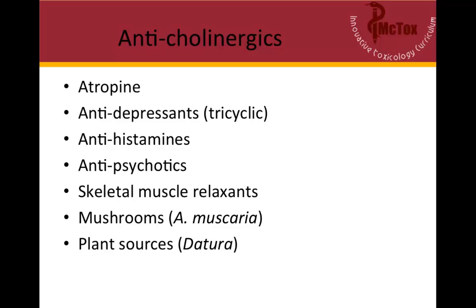Atropine is the classic anticholinergic drug. However, this toxidrome can also be produced from a number of other medications and exposures, including tricyclic antidepressants, antihistamines, antipsychotics, muscle relaxants, mushrooms such as Amanita muscaria, and plant sources such as Datura species or Jimson weed.